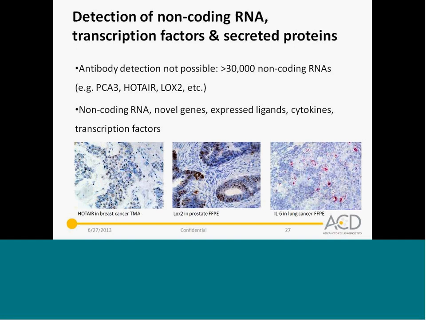Another example we'd like to highlight as an advantage of this technology is the detection of non-coding RNA species. Obviously, there are no antibodies to target these RNA species. Some examples here are P3, HOTAIR, and the LOX2, LOX transcripts. Detecting non-coding RNA is also useful where you have novel genes for which you don't have an antibody available, and it's especially useful for low-expressing ligands, cytokines, and transcription factors. Slide, please.